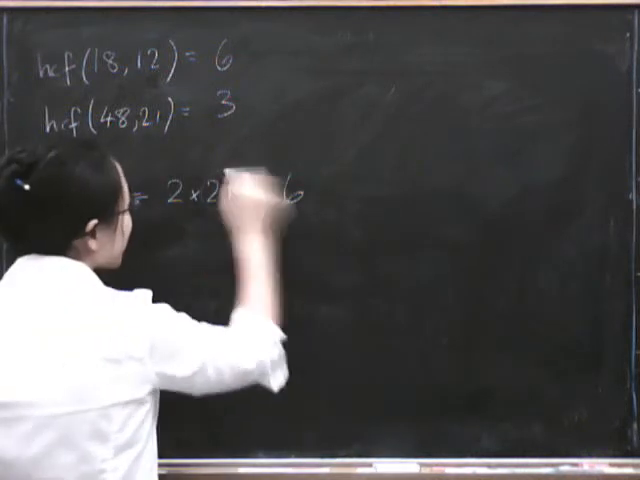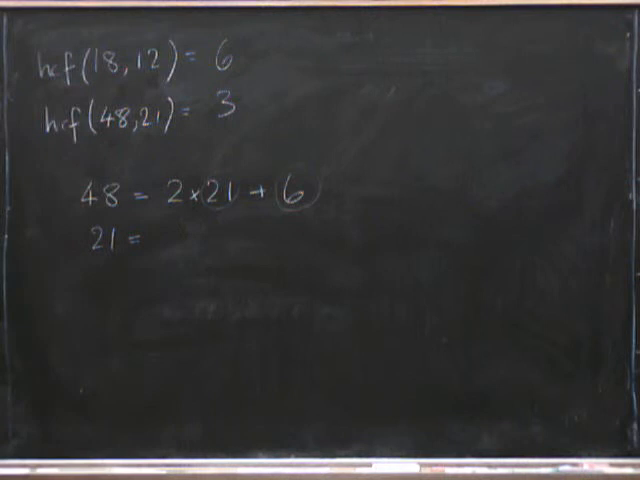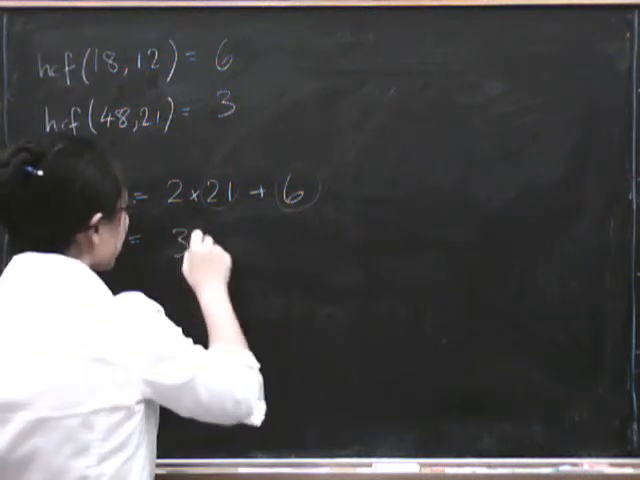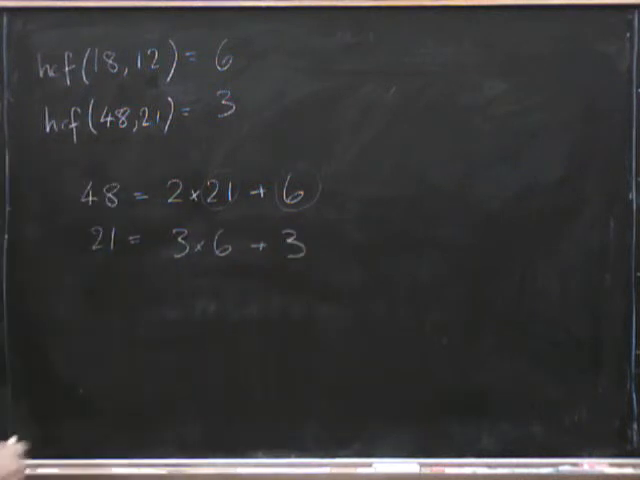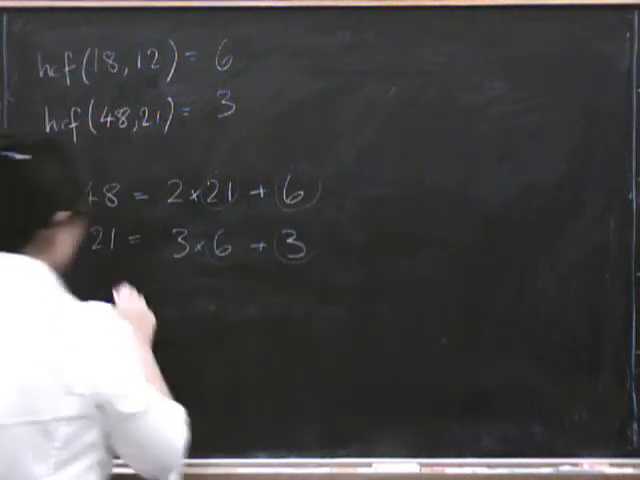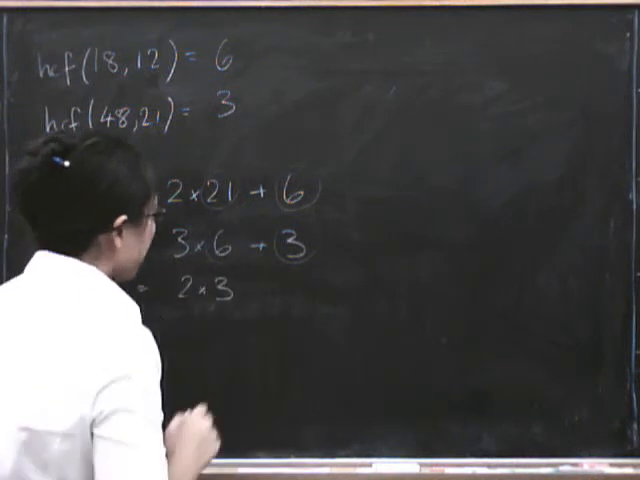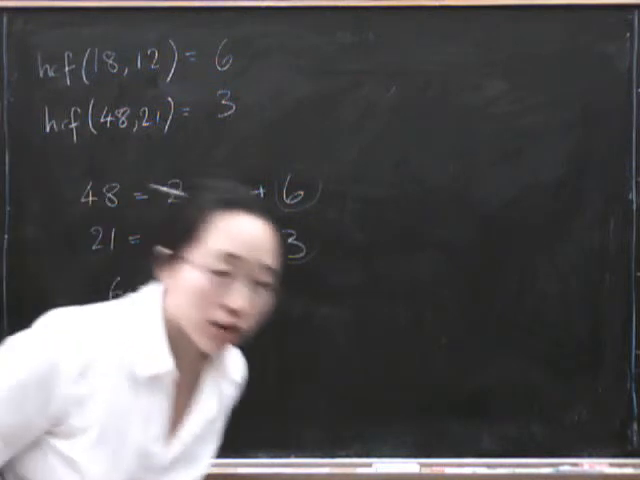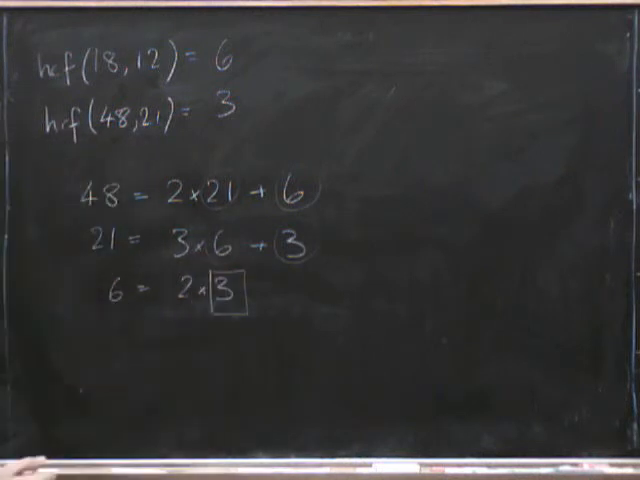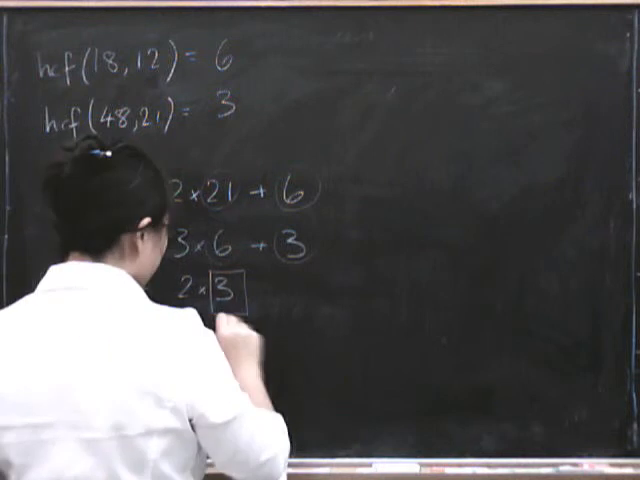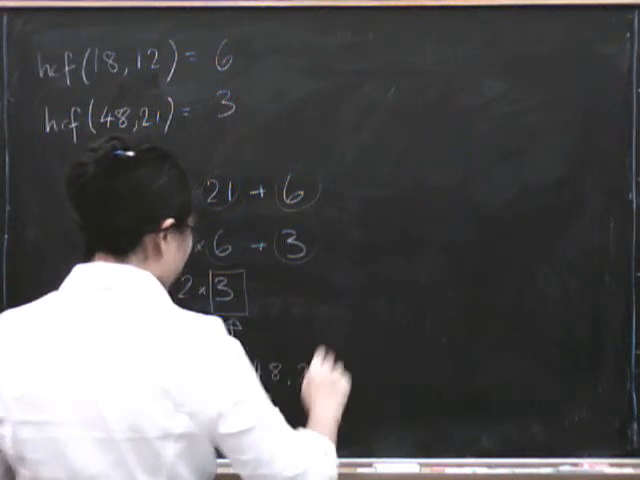So now I'm going to take this number and do it again. So 21, how many times does 6 go into 21? Well, 3 6s are 18, so it goes 3 times, and then what's left over is 3. Okay, so now I'm going to do it again, and take these two numbers, and I'm going to say, how many times does 3 go into 6? Oh, that goes perfectly. And the conclusion that I draw from this is that this number here at the end is the highest common factor of 48 and 21.